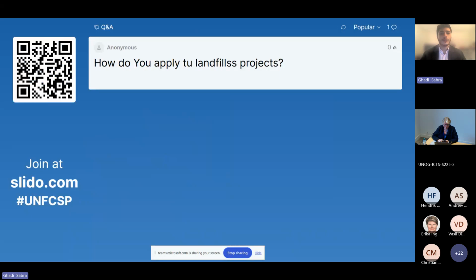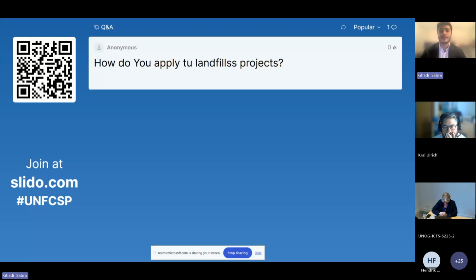How do you apply to landfills projects? I can pass this question to Ulrich, but landfills are also seen as stocks, so that could be either tackled as a primary raw material project, where extraction is involved if they're extractive waste. Of course, if they're waste either from end of life or metallurgical waste, then they can be handled as recycling projects. Ulrich, do you want to add anything to that?